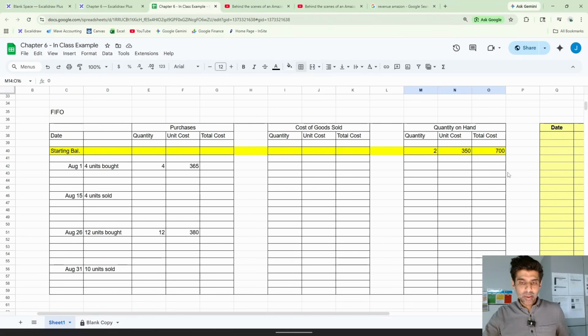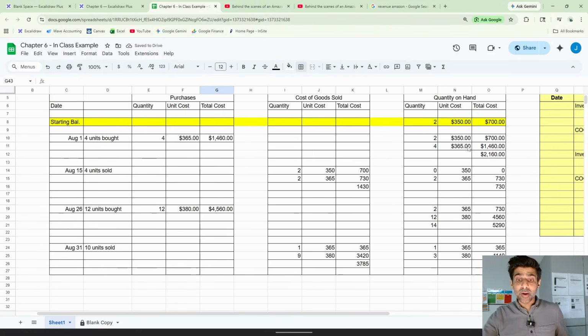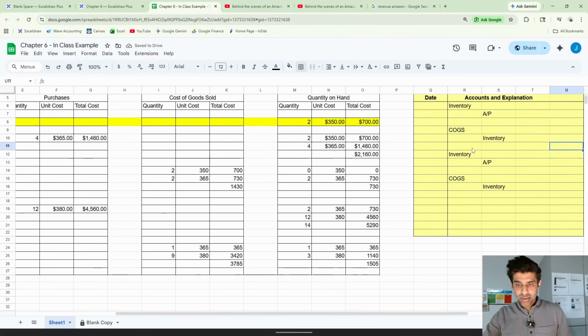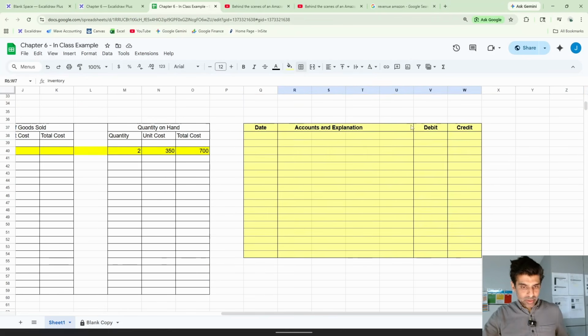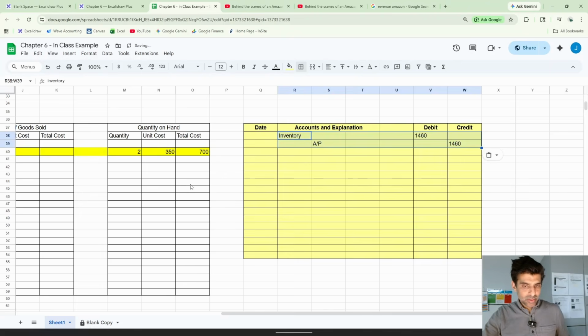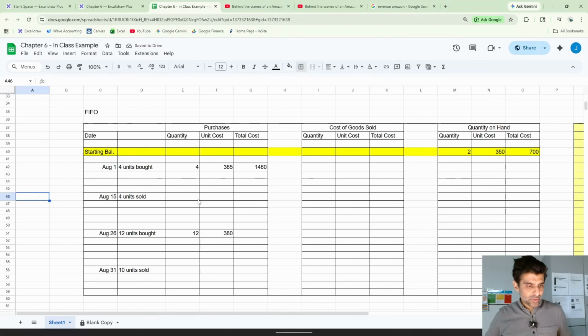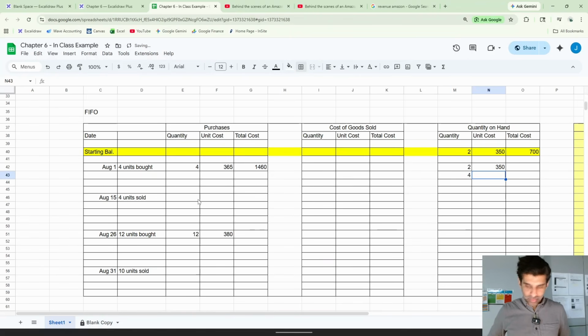Okay. So same purchase transaction, nothing different. Purchase transactions again are totally unaffected by our inventory costing method. So it's going to be this exact same journal entry. Okay, so the first transaction is the same. Now we sold 4. Let's just make sure we're clear: 2 units at 350 was our starting balance. Now we have 4 units at 365.